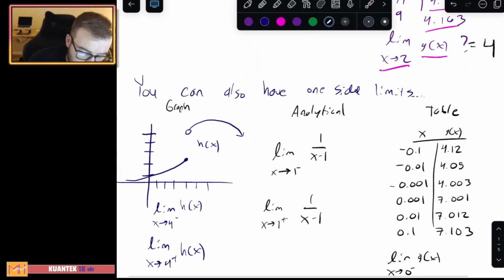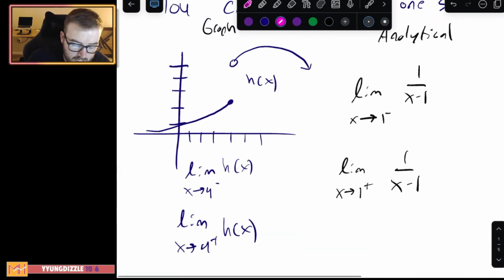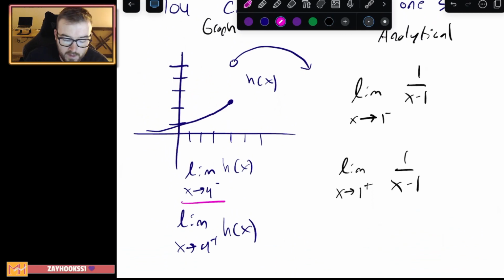Let's continue on. So we can also have one-sided limits. So what does that look like in a graph sense? Look at this h of x graph. We could approach 4 from the left. So here's 1, 2, 3, 4. As you're approaching 4 from the left, what y value are we approaching? It looks like, if my drawing was perfect, it looks like 1.